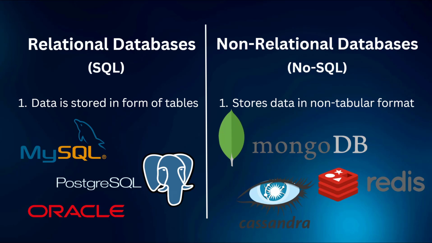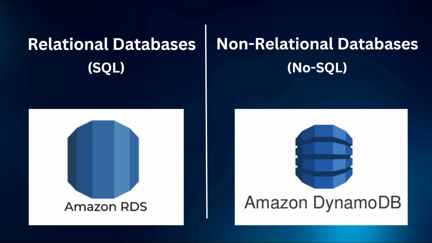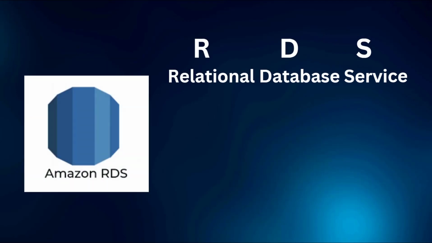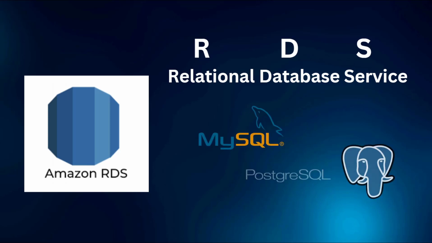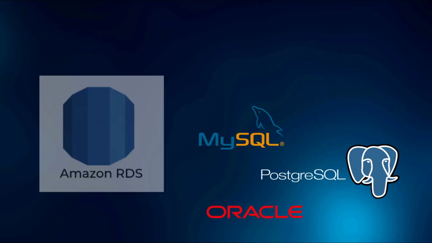This was about relational and non-relational databases. AWS offers services for both types of databases. RDS for SQL databases, and DynamoDB for NoSQL databases. Let's first talk about RDS. RDS, or Relational Database Service, is an SQL database service. You can select from different options provided, like MySQL, Postgres, Oracle.